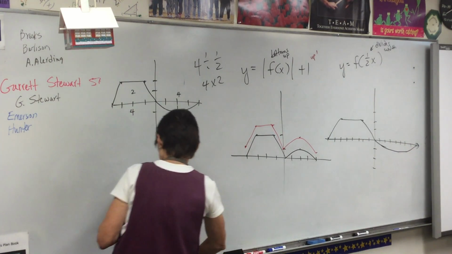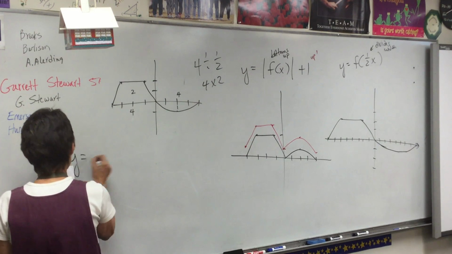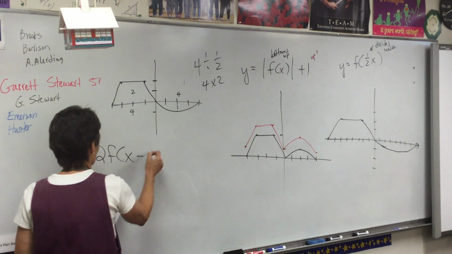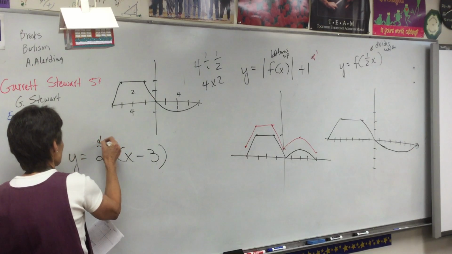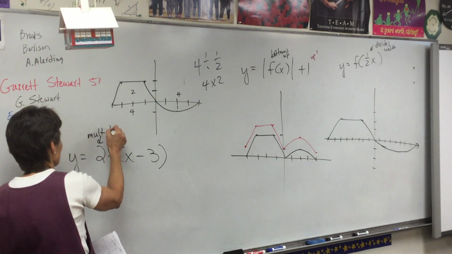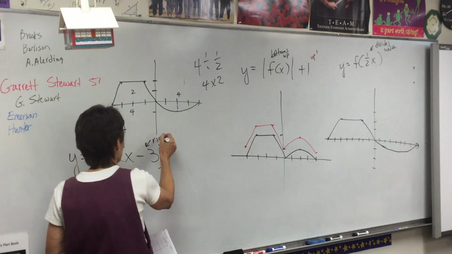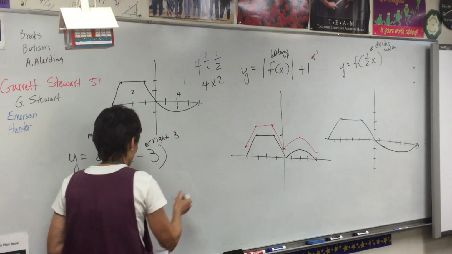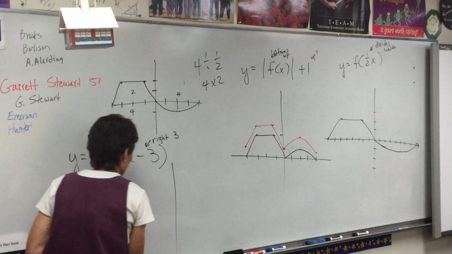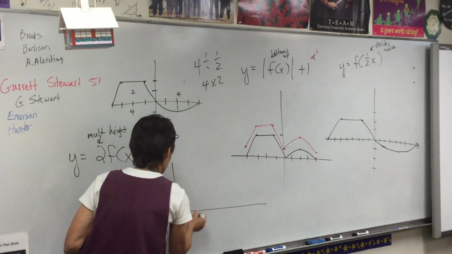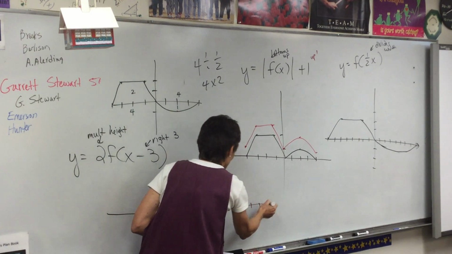All right, gotta get these next 2 done. Here we go. What's happening in this one? This multiplies the height, and this is going to go right 3. So you can do that in 1 step or 2, whatever's easiest for you.